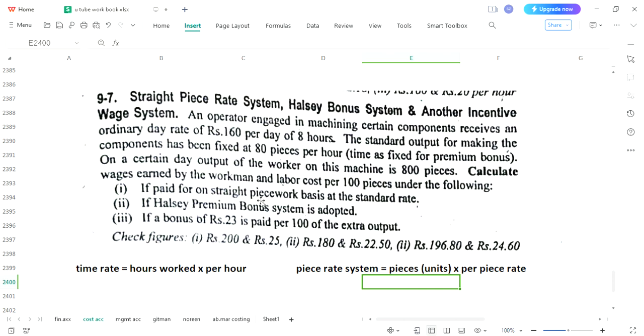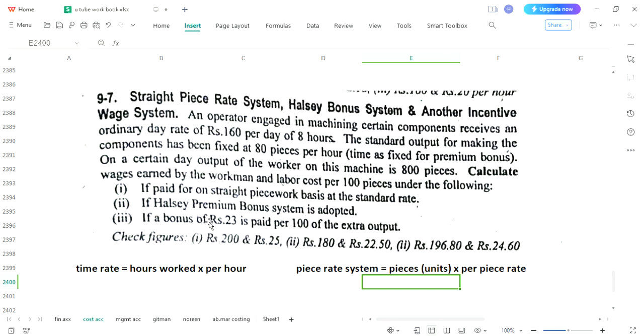If paid straight piecework rate, and the remaining two are totally dependent upon the time rate method. Basically only these two methods are used, but different accountants and economists, in their times, have introduced their own methodologies of calculation of wages. Halsey is just the name, maybe an accountant or a management accountant or an economist who had introduced these methods.